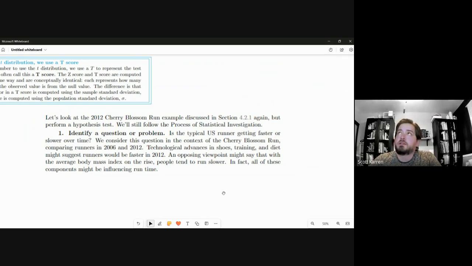So the question here is, is the typical US runner getting faster or slower over time? We consider this question in the context of the Cherry Blossom Run, comparing runners in 2016 and 2012. Technological advances in shoes, training, and diet might suggest runners would be faster in 2012. An opposing viewpoint might say that with the average body mass index on the rise, people tend to run slower. In fact, all of these components might be influencing run time. So we have some data.